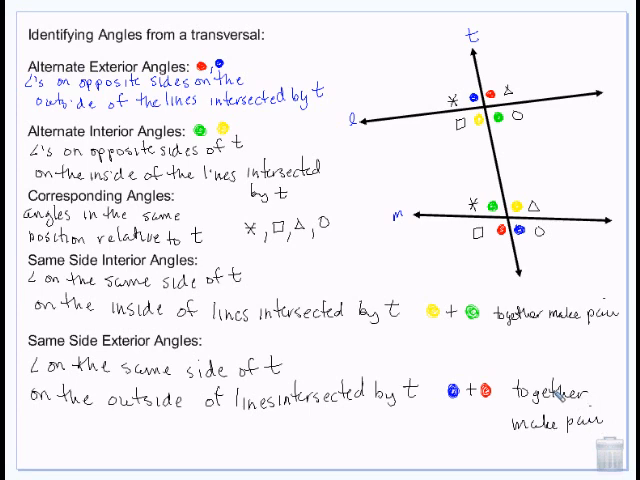Okay, so just to recap, we have two pairs of alternate exterior. Red is a pair of alternate exterior, blue is a pair of alternate exterior. We have two pairs of alternate interior, green and yellow. We have four sets of corresponding angles: the stars, the squares, the triangles, and the circles. We have two pair of same side interior, 1, 2, and then two pair of same side exterior, 1, 2.